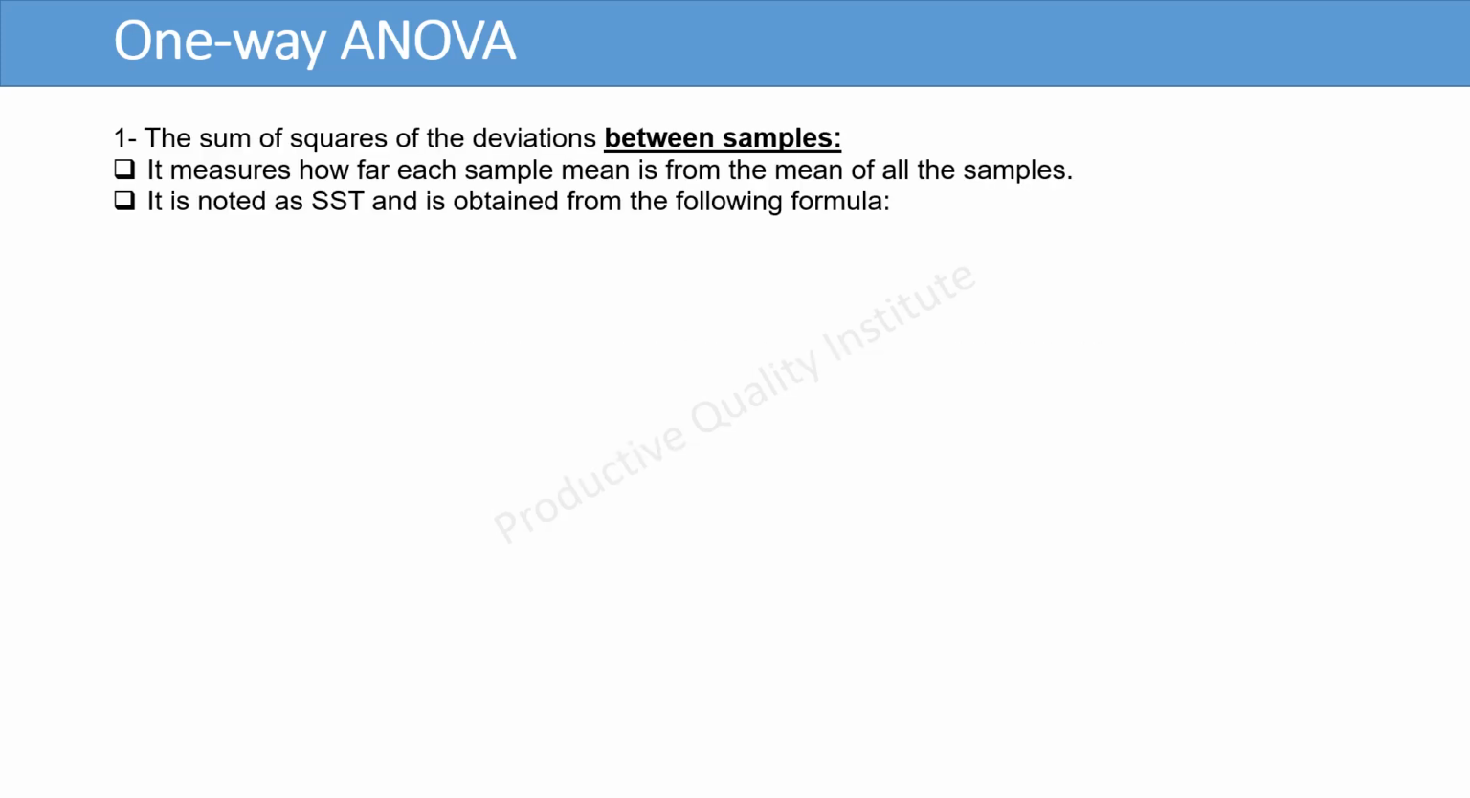To calculate the one-way ANOVA, follow the steps. 1. Calculate the sum of squares of the deviations between samples. It measures how far each sample mean is from the mean of all the samples. It is noted as SST and is obtained from the following formula.